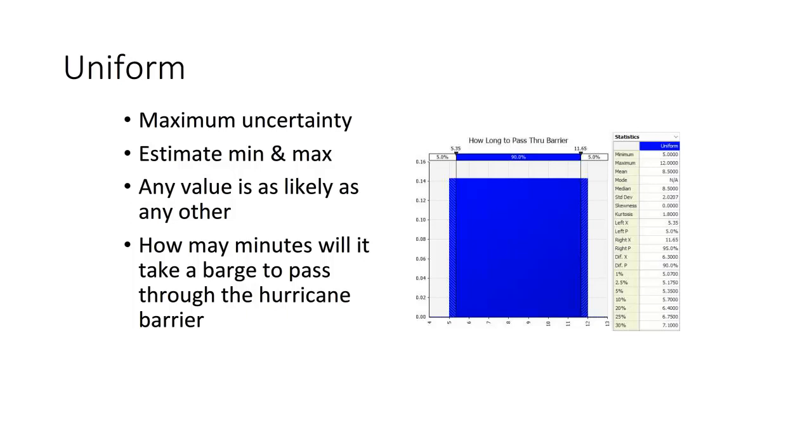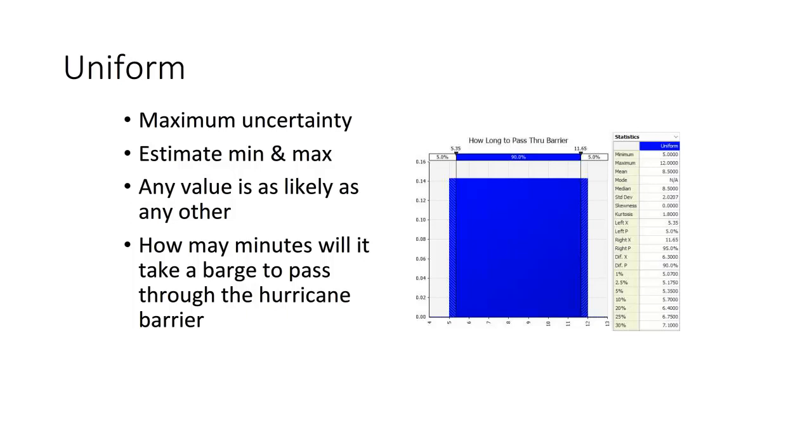It's going to be at least some positive amount. We can eliminate all the negative values. And it's not going to take forever. And so we can estimate some minimums and maximums. And that's what you do with a uniform distribution. You estimate a minimum and a maximum value. And that gives you a flat distribution.